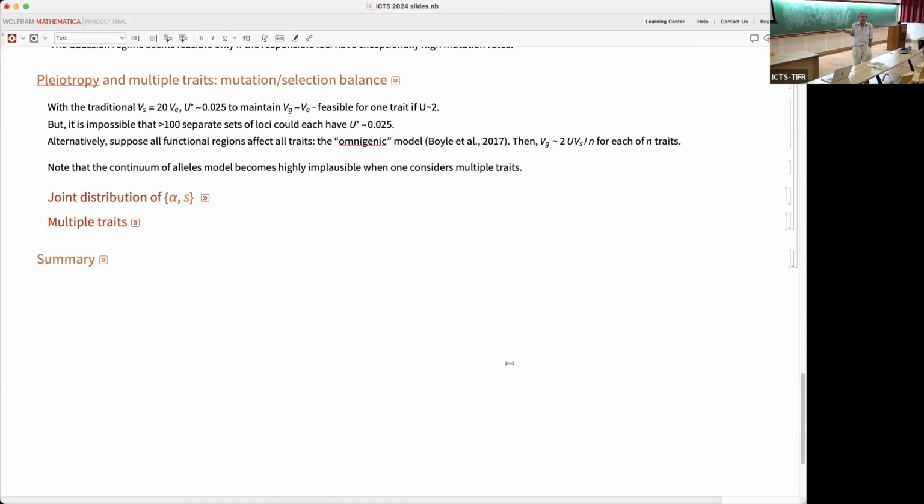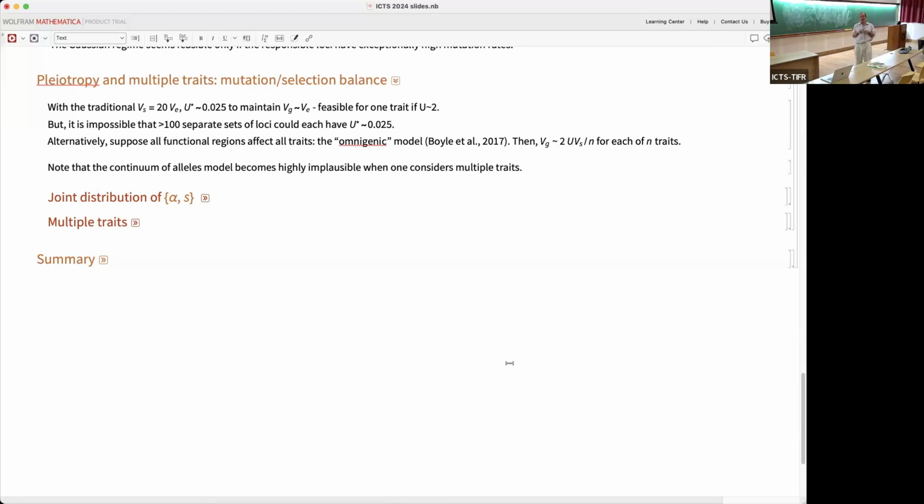We could imagine that. We know from GWAS that loads and loads of loci affect each trait, so fine. But the trouble is, what if we have more than one trait? If we have separate sets of loci affecting each trait, and we have 100 different traits, which isn't that much, I don't think, then the total big U has to be 2.5, and that's more than we could stand. So you can't have 100 separate sets of loci, each driving this mutation selection balance. But then say, well, okay, we have pleiotropy.